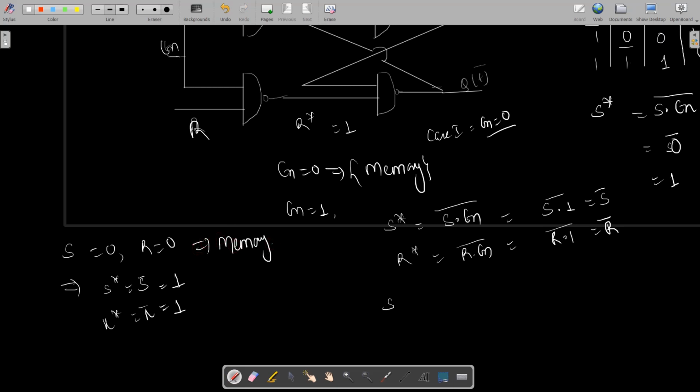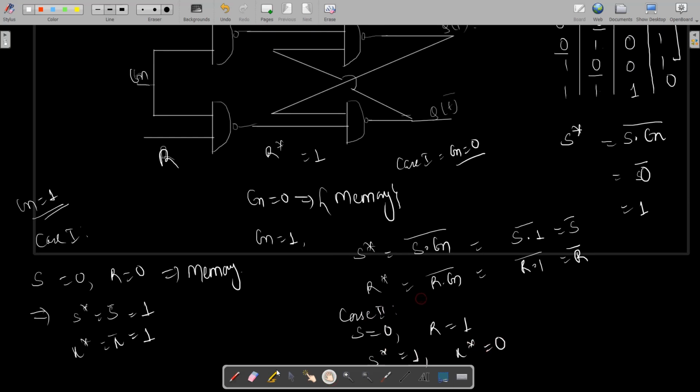Moving on to the next case, where S equals 0 and R equals 1. Say this is case 1 for all the cases we are discussing when enable is high. Similarly for case 2, S star will be equal to 1, and R star will be equal to 0.